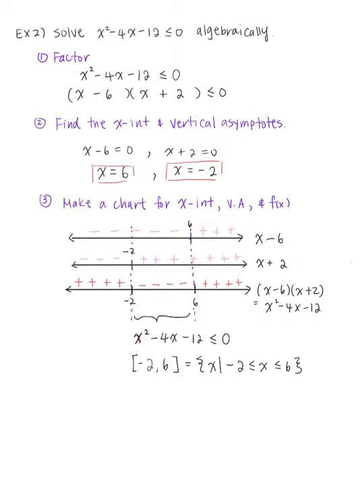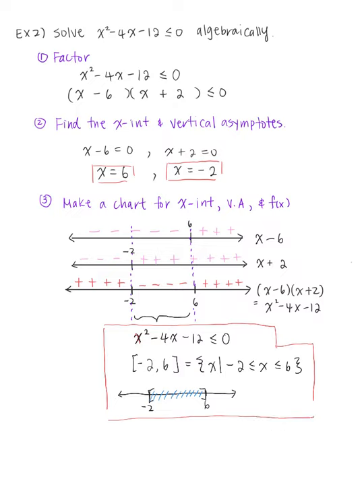And if you want to draw this on the number line as a solution set, you go from -2 to 6, put a closed bracket, and then just shade in between, and we get the exact same answer as in example 1. Well, we better, or we did something wrong. But anyways, here it is. This is how to solve an inequality without graphing, just looking at the chart and analyzing it.